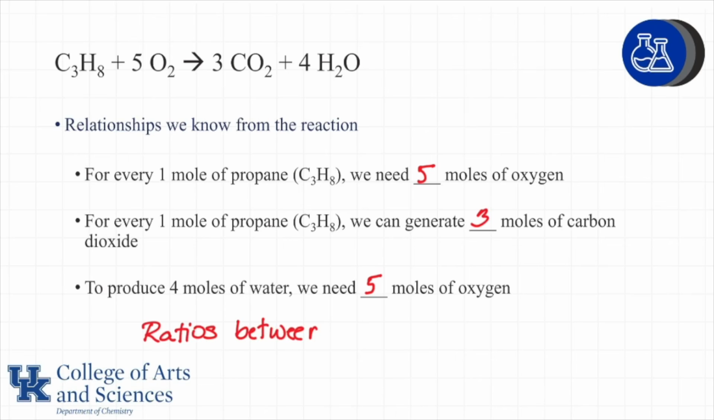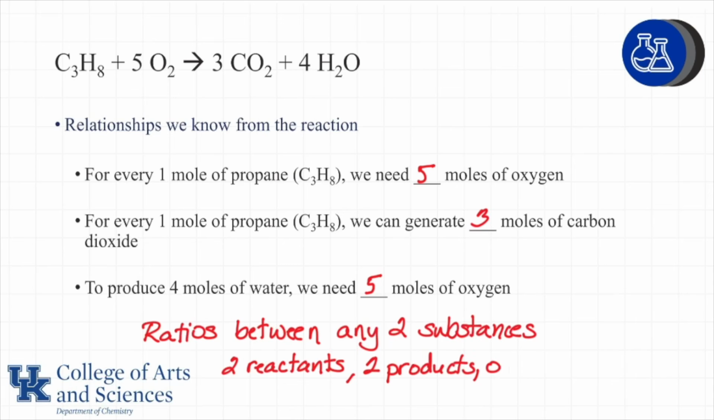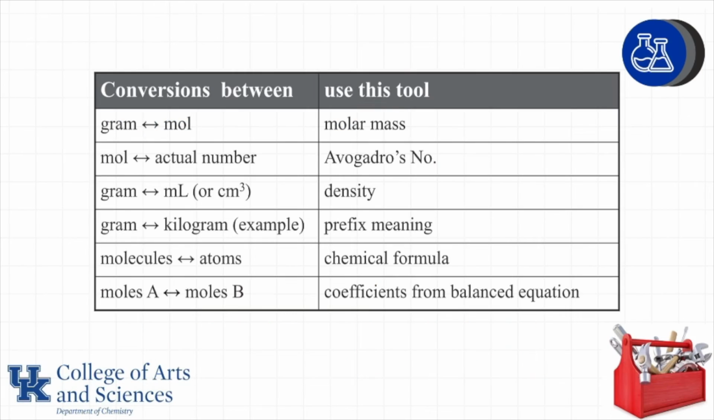These ratios can be written for any pair of substances. This could be 2 reactants, 2 products, or 1 of each. We've already learned several types of relationships that help us convert between different units. For example, for grams to moles, we use molar mass, which has units of grams per mole. Between the mole and the actual number of a thing, we use Avogadro's number, 6.022 times 10 to the 23rd things per mole. Remember, it's just a counting number, like 12 in a dozen. A mole is 6.022 times 10 to the 23rd in a mole.